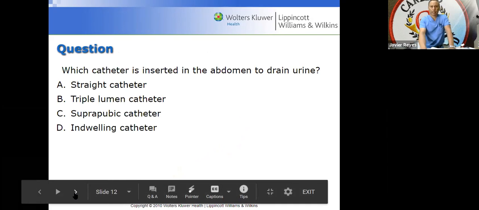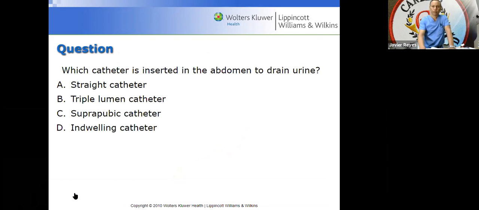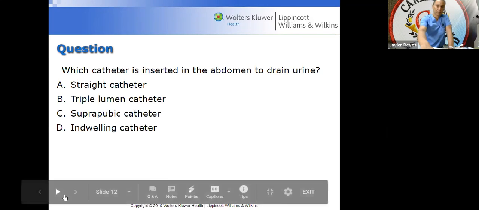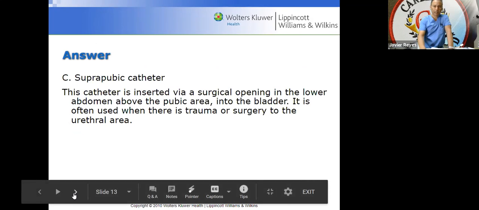Which catheter is inserted in the abdomen to drain urine? Somebody tell me the answer or type the answer. Which catheter is inserted in the abdomen to drain urine? It's called the suprapubic catheter. Again, supra means above, pubic, it's in the pubic area. So above the pubic area, that is where that catheter is inserted.